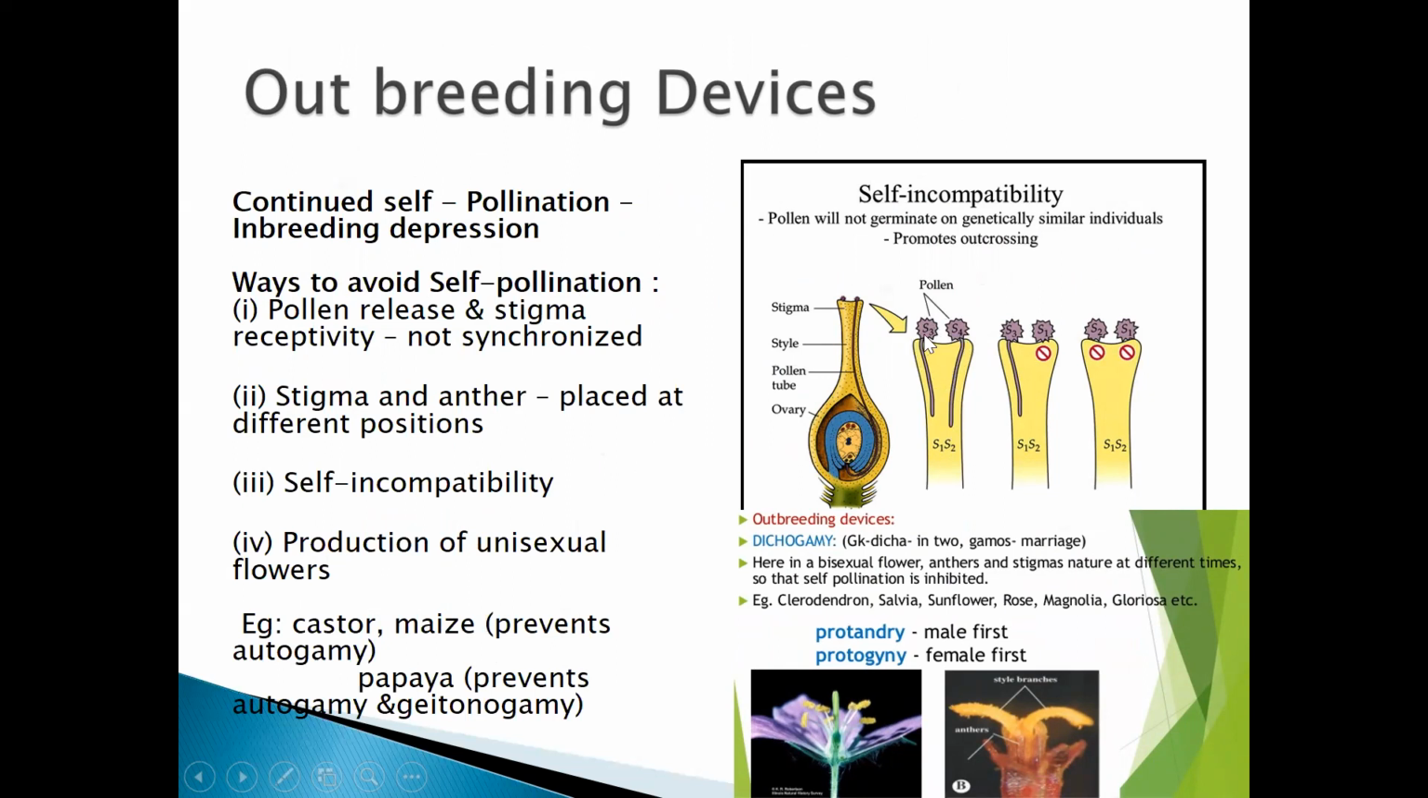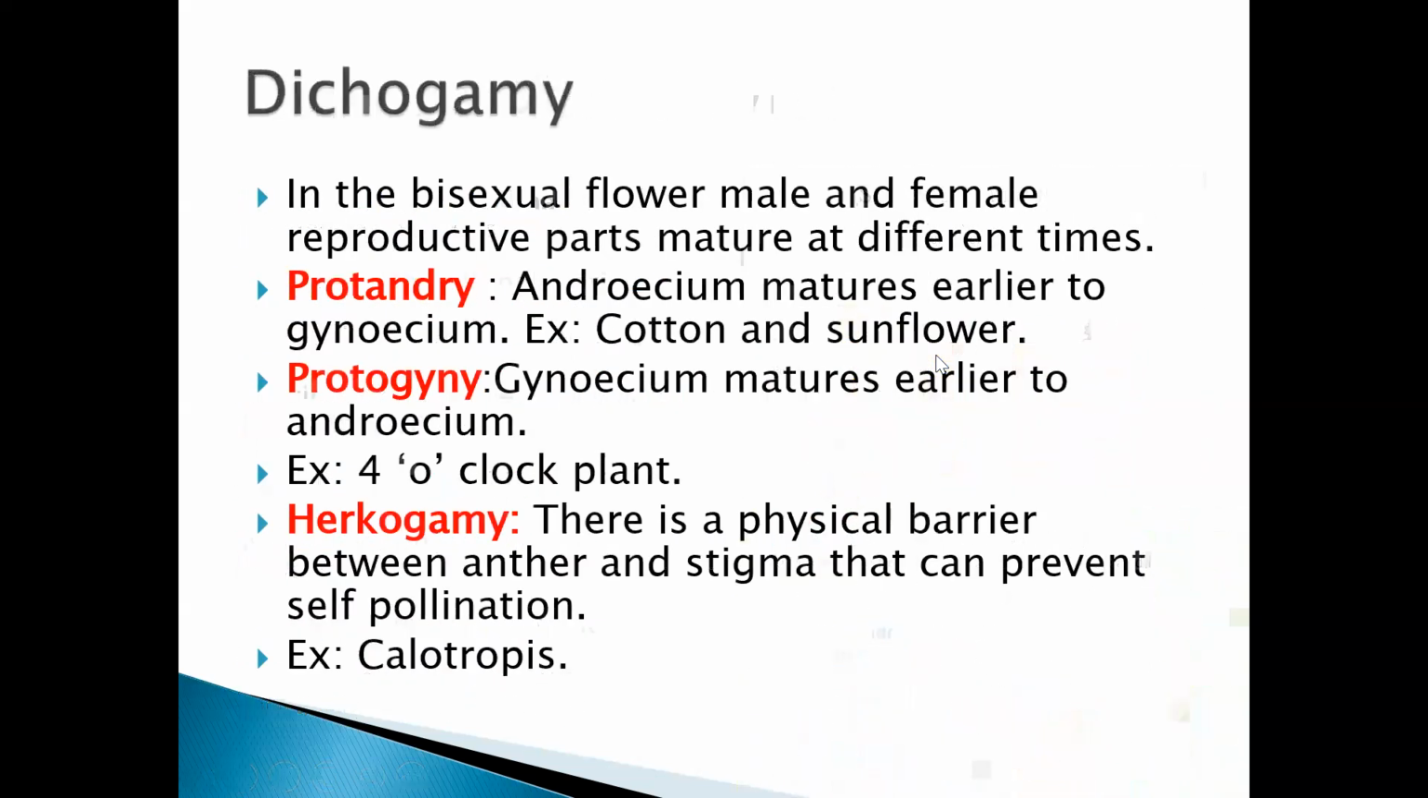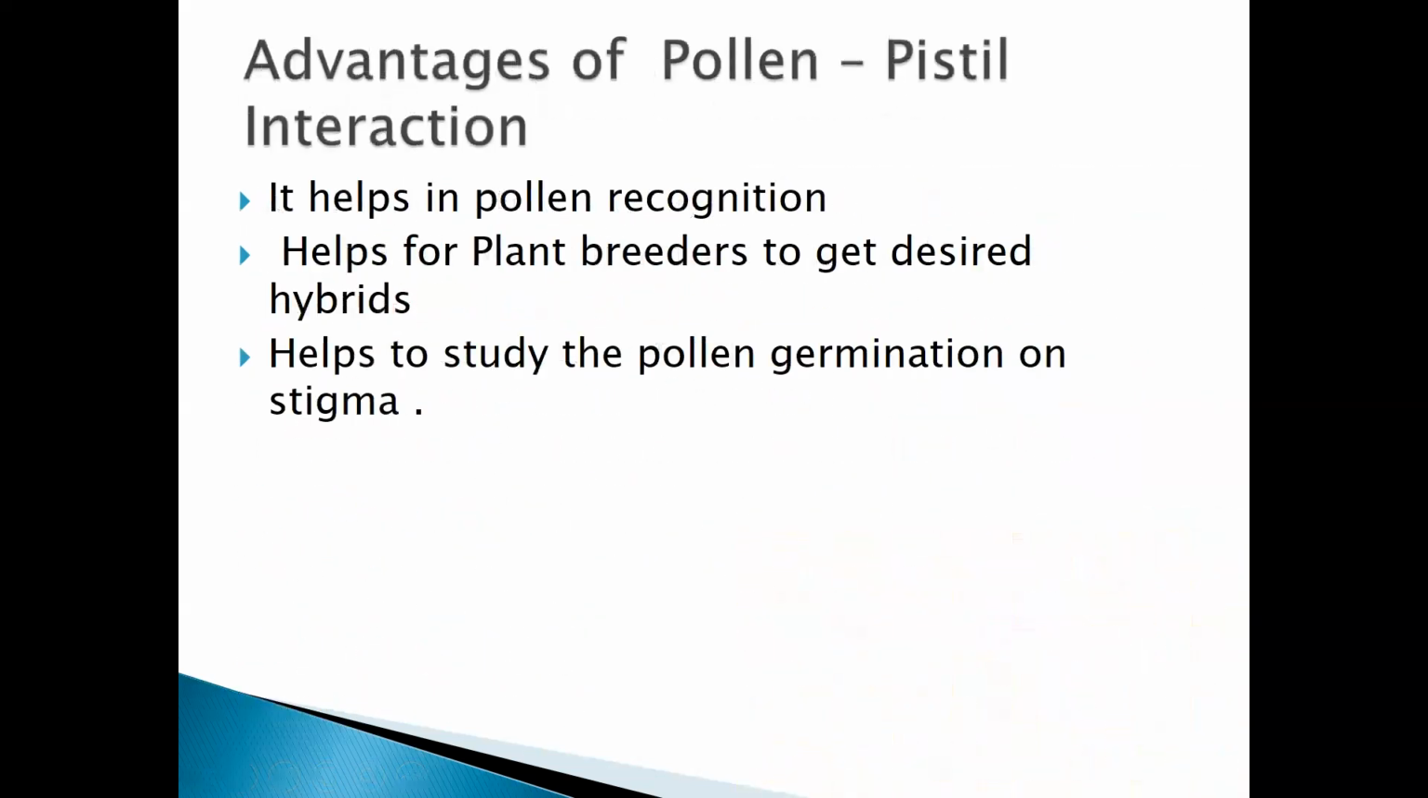What happens on the stigmatic surface? The pollen grain will germinate or grow, forming a pollen tube on the stigmatic surface because of the presence of the nutrients on the stigma. So these are the advantages.